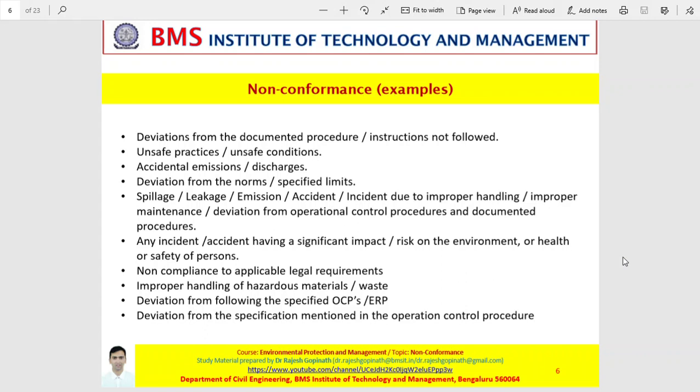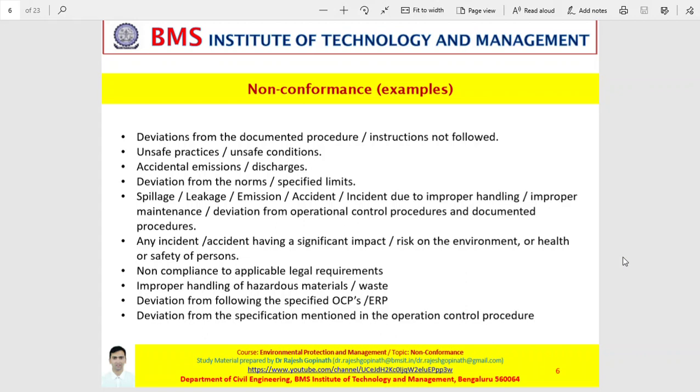Let us say in a workplace, in an industry, in a factory, in a shop floor, you make the following observations. Accidental emissions of air pollutant, accidental discharges of hazardous waste, deviation from standard operating practices, improper handling of hazardous materials, accidental occurrences, accidents occurring with risk to environment and safety of an individual.